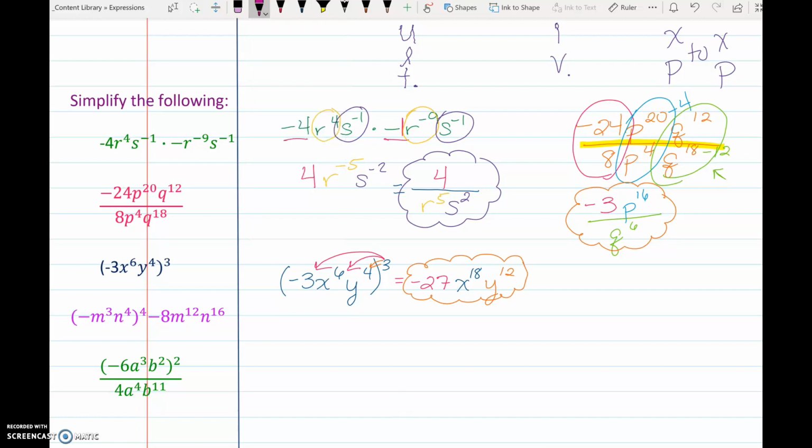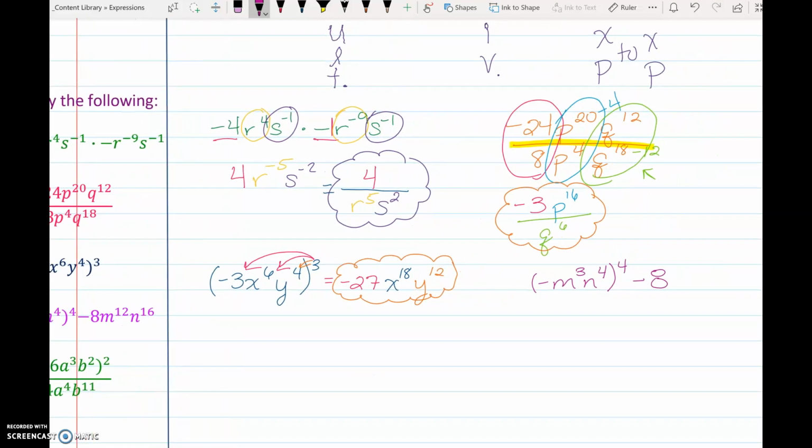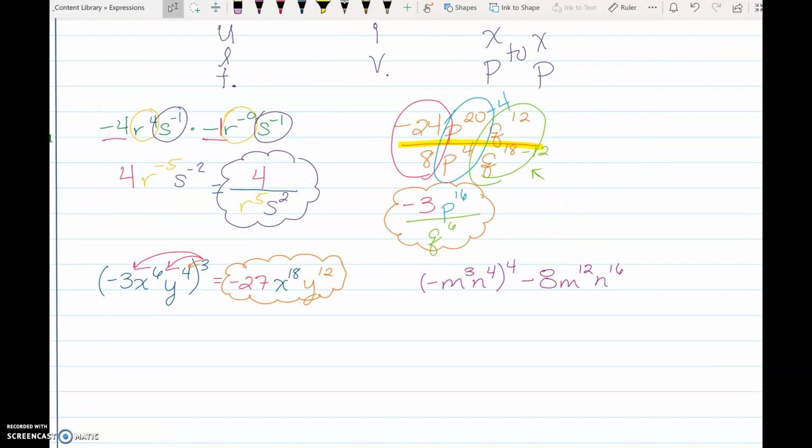All right, so our next one. Negative m cubed n to the 4th, to the 4th. We got a lot going on here. Minus 8m to the 12th n to the 16th. Whoa. All right.